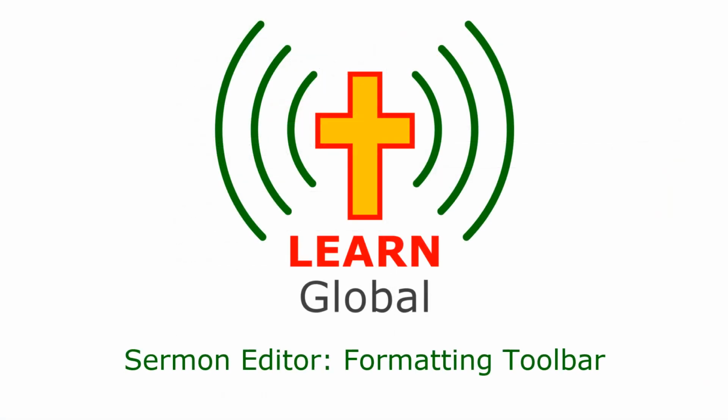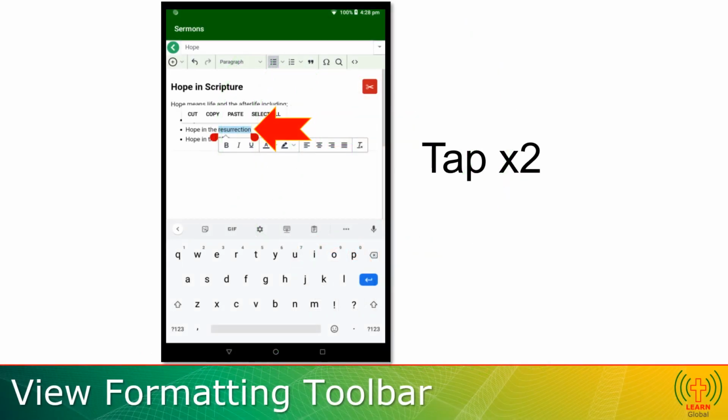The editor lets you change how text appears in your sermons. For example, you can make words bold, a different color, and align to the center of the page. To view the formatting toolbar, you need to select a word by tapping it twice.